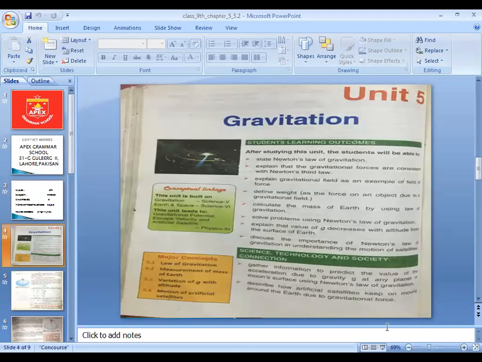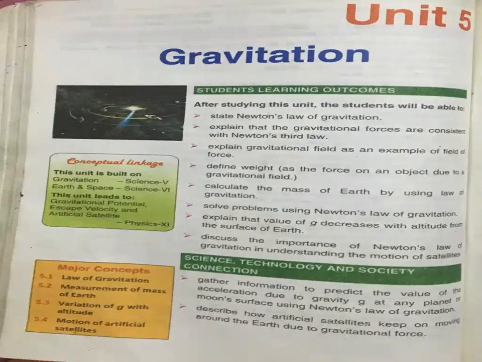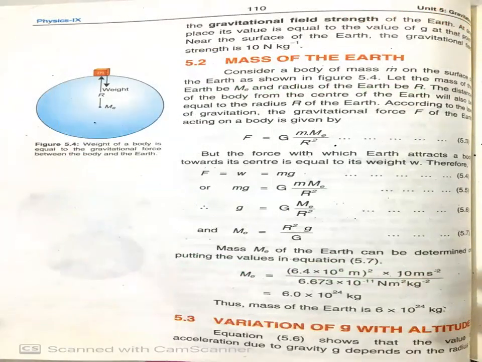We are doing chapter number 5, and this chapter's name is gravitation. We did 5.2 today, mass of the earth. The blue color is the mass of the earth. This is the earth, and a small mass m is lying on the surface of the earth. The body is denoted with small m, and the mass of the earth is denoted with capital M_E. The distance between the mass of the earth and the body is capital R.